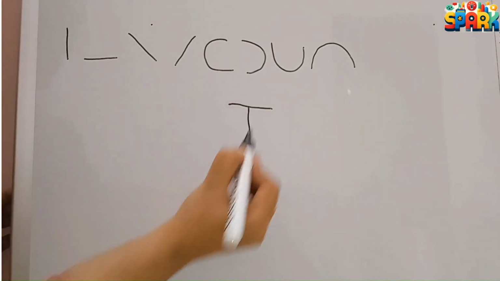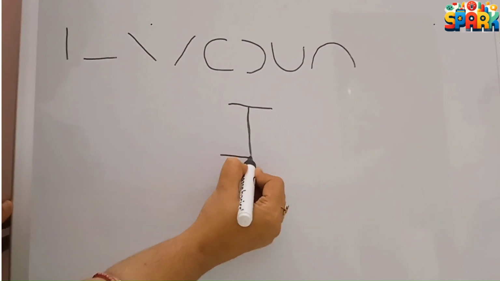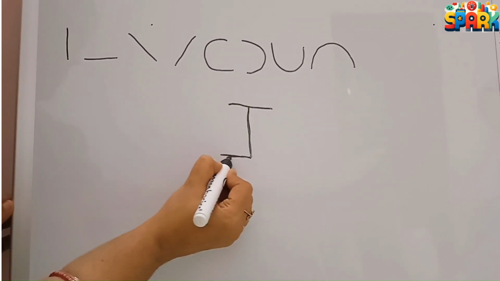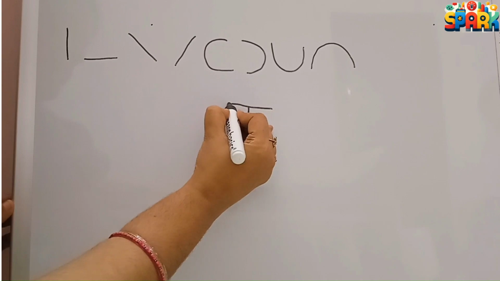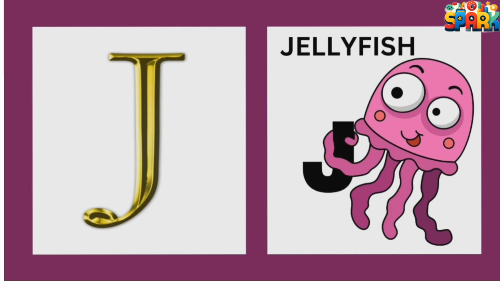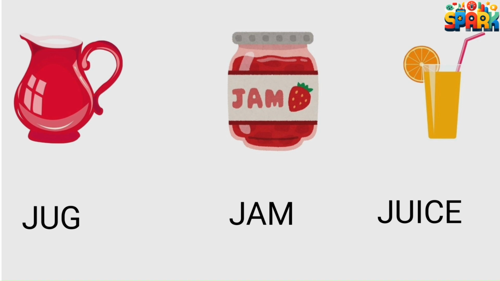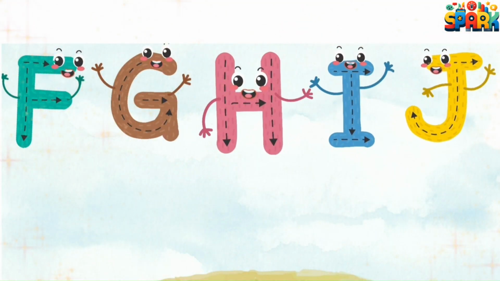Let's trace it one more time together. If you make a mistake, that's okay. Just try again. And trace this letter on your paper. Now we will see 3 words that start with J. Jug, jam, juice. Great work, children.